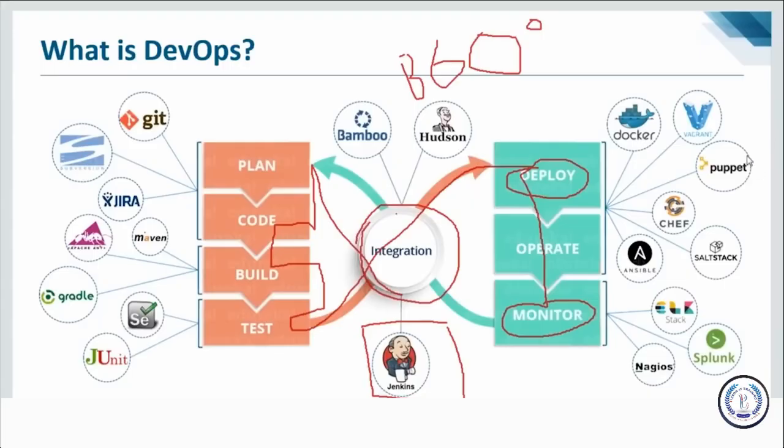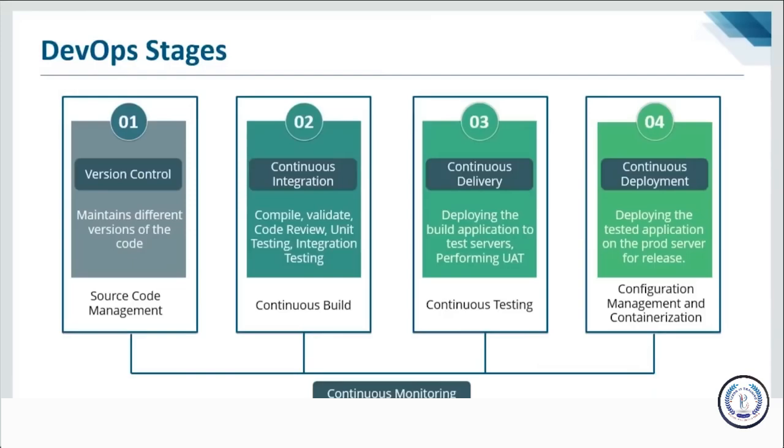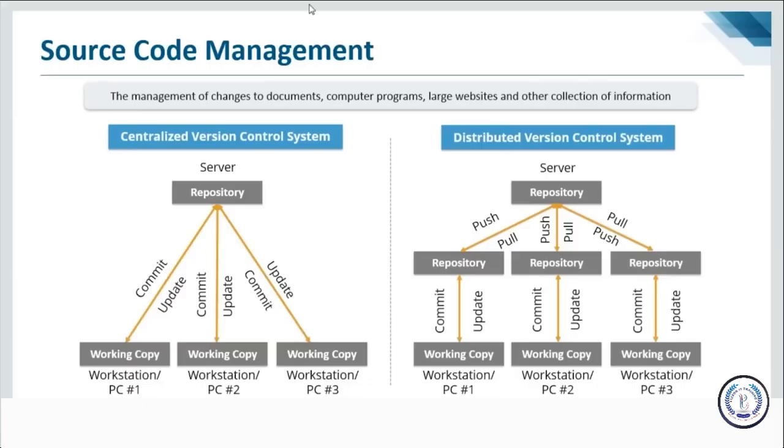Don't worry, I'm going to discuss all of these stages in detail as we move forward. We are going to discuss each of these stages one by one, starting from source code management, also called version control. Now, what happens in source code management? There are two types of source code management approaches.